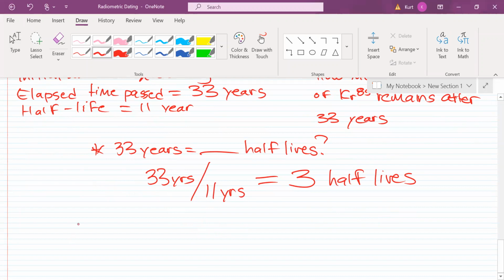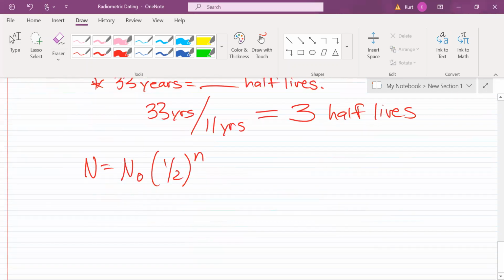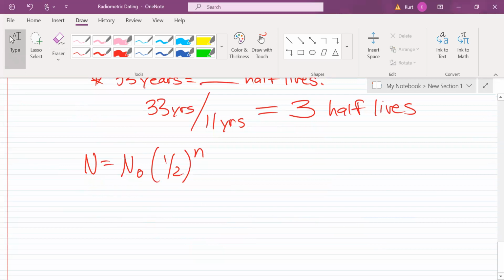Remember that N naught times 1/2 to the nth power is our equation. N naught is going to be your initial amount, so that's going to be 2.000 milligrams times 1/2. How many half-lives passed?